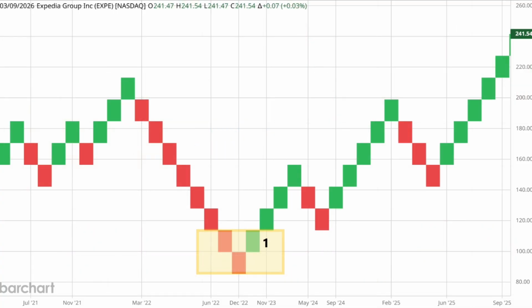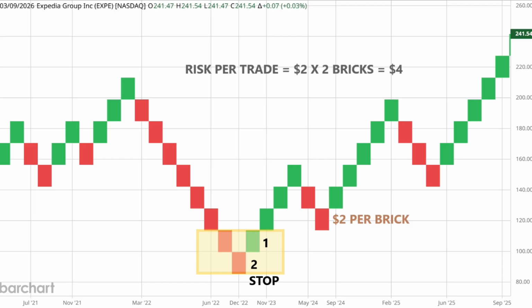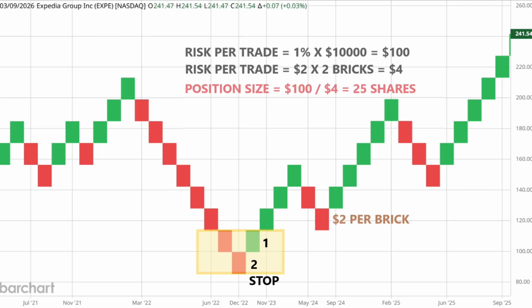Let's say your account is $10,000. You decide to risk 1% per trade. That means your maximum loss is $100. Now imagine you are trading a Renko chart with a brick size of $2. And your stop loss is 2 bricks away from the entry. $2 multiplied by 2 bricks gives you a $4 risk per share. Now divide your total risk by that number. $100 divided by $4 equals 25 shares. That means a position size of 25 shares keeps the trade aligned with your risk plan.